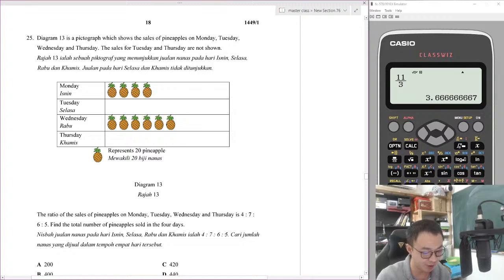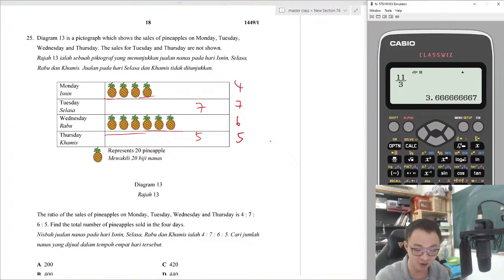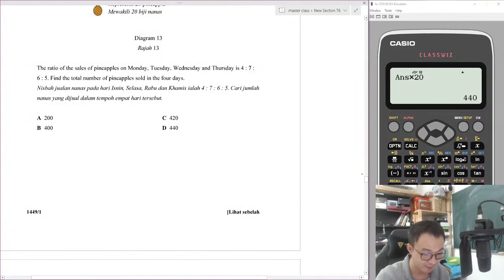Okay, we have some ratio about the ratio of pineapples on Monday, Tuesday, Wednesday, and Thursday. It is 4, 7, 6, 5. Okay, so basically this one has 6 of it, this one has 4 of it. So that means you have 7 pineapples and 5 pineapples. Each pineapple represents 20. Find the total number. Yeah, quite easy, right? You add all the ratio, then times 20. So total is 440.